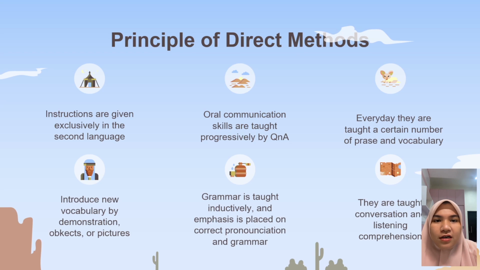The new instruction or any activity in the class should be given in the target language, because the native language is not allowed in this class. The next point is oral communication skills are taught progressively by questioning and answering. So in the direct method class, the most common activity that the teacher uses is questioning and answering between student and teacher or student with another student. So in this activity, oral communication is taught directly at that time.